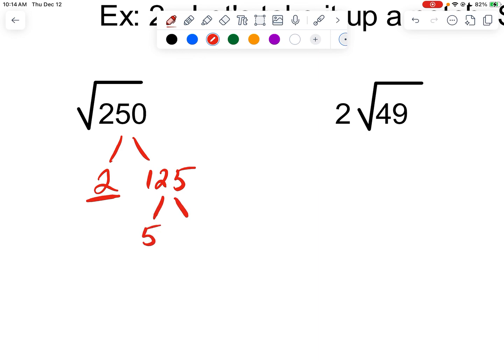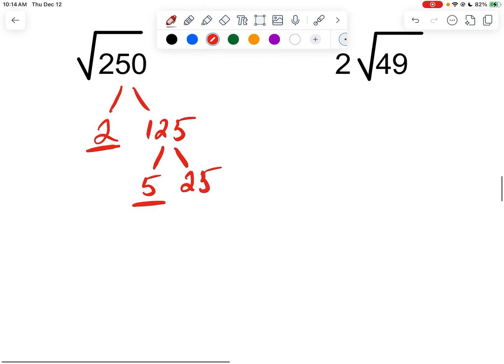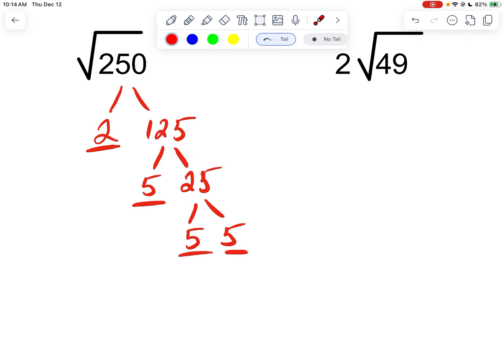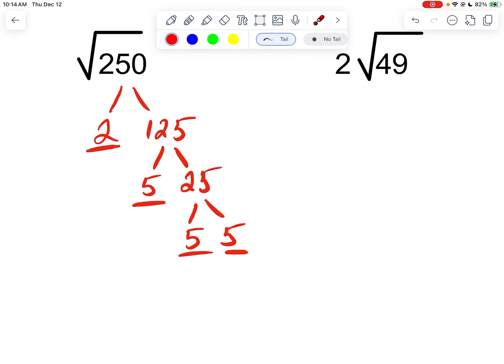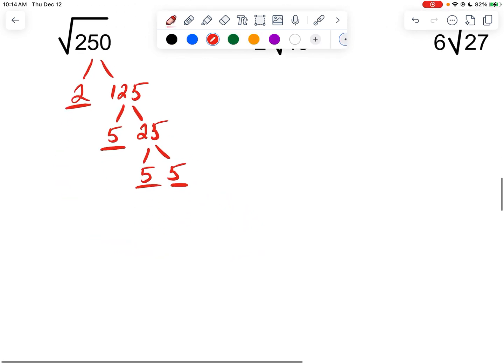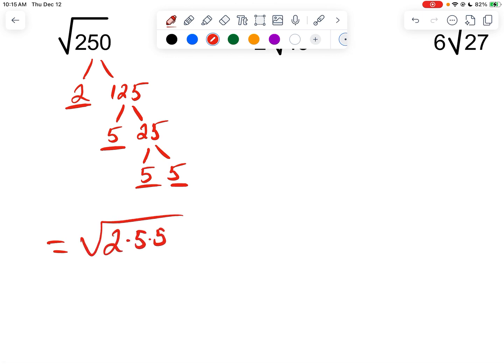125, I could do 5 and 25, in which case 5 is prime. And then I have 25, which can break down to be 5 and 5, and then there's our prime numbers. We know we're done when we get to the point where all of our numbers here at the end are underlined because they're prime. So in this one here, we have the square root of 2 times 5 times 5 times 5. Okay, that took care of the 2 and the 3 5s.